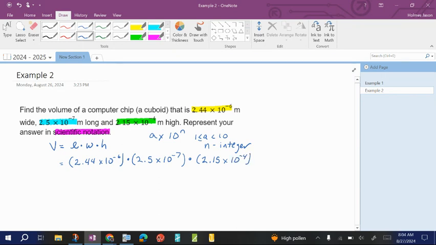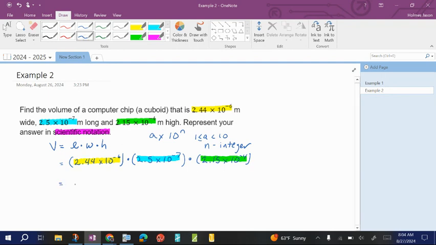Okay, now there is a strategy that we use when we are multiplying these kinds of numbers together, and that is that we're going to take our values of A and multiply those together, and then we're going to add our values of n. So 10 to the negative 6th, 10 to the negative 7th, 10 to the negative 4th, we're going to add those exponents together because they have the same base. And so you'll see what I mean in just a second.